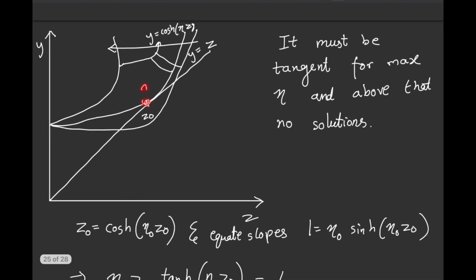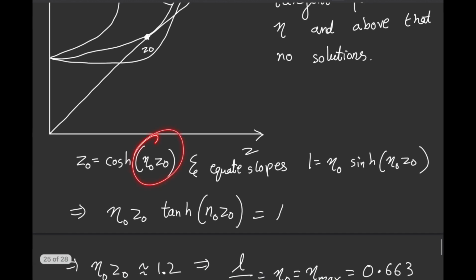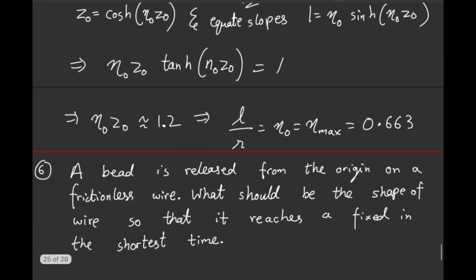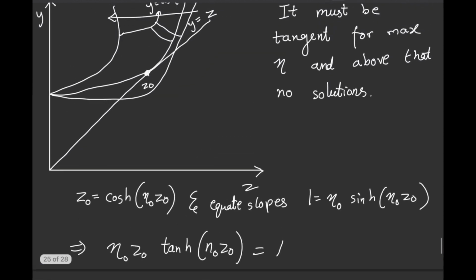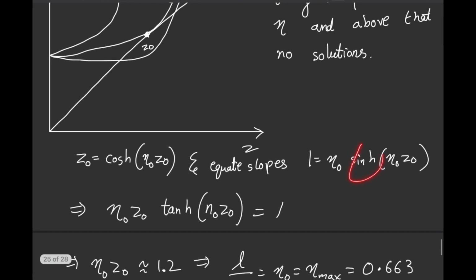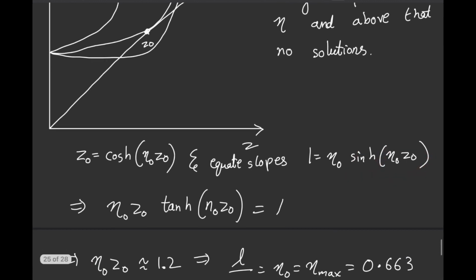So say it intersects at z0, and the value of eta for which this happens is eta naught, and the place where it intersects is z0. Then we get z0 is nothing but cosh(eta naught z0), directly from this equation. But also, since it's tangent, the slopes must be the same, and the slope of cosh is nothing but sinh of eta naught z0.